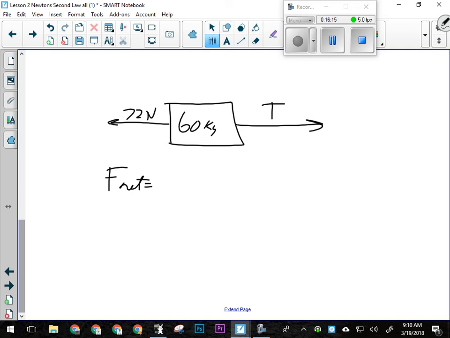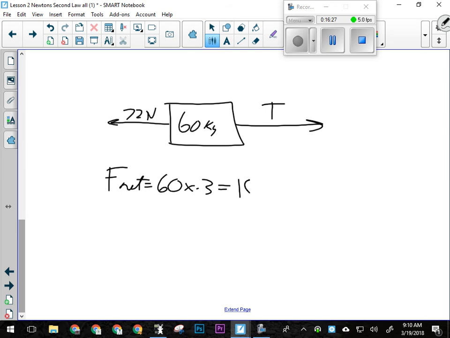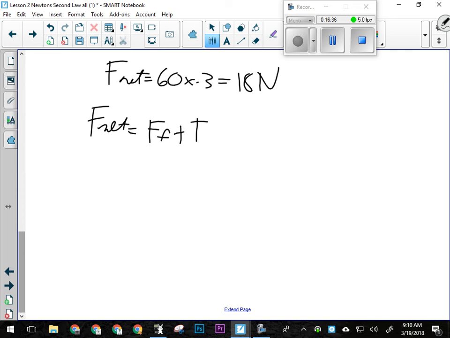I can calculate the net force because it's mass times acceleration. Okay, so 60 times 0.3, that's 20, isn't it? I didn't really just punch that in. No, it's 18, sorry. Okay, 18 newtons. So we got 18 newtons there, and now we can do the other way. F net equals force of friction plus tension. So tension equals F net minus the force of friction. 18 newtons minus negative, what did we say, it was 72.